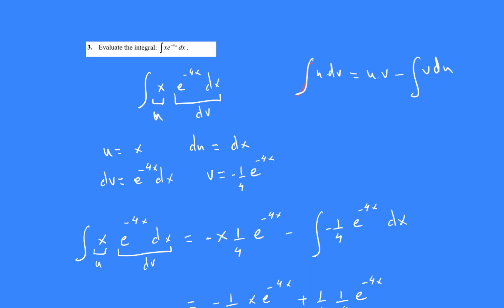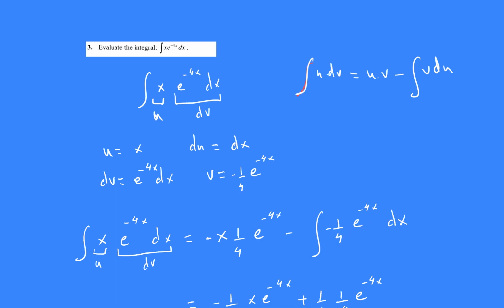Apply your equation: the integral of u dv equals u times v minus the integral of v du. u is x, dv is e to the minus 4x, so u times v is x times minus 1/4 e to the minus 4x. So this is u times v minus the integral of v, which is minus 1/4 e to the minus 4x, times du. du is dx. So now we have an easier integral to solve, and this integral is straightforward.